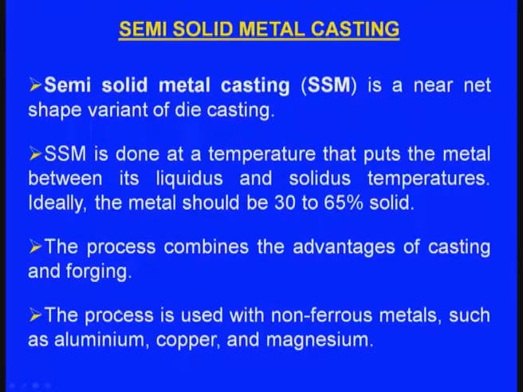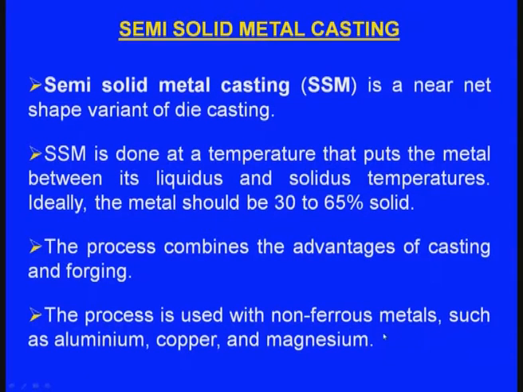Now, we are mixing these two. We are taking the advantage of casting and we are also taking the advantage of forging. So, the process combines the advantages of casting and forging. The process is used with non-ferrous metals such as aluminum, copper and magnesium. So this is all about semi-solid metal casting.